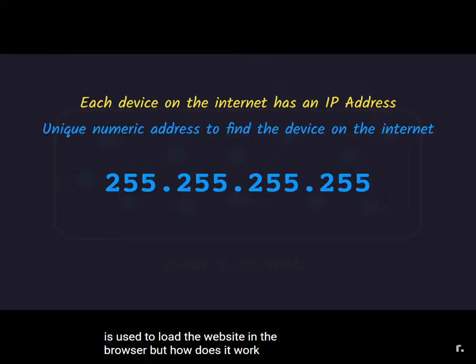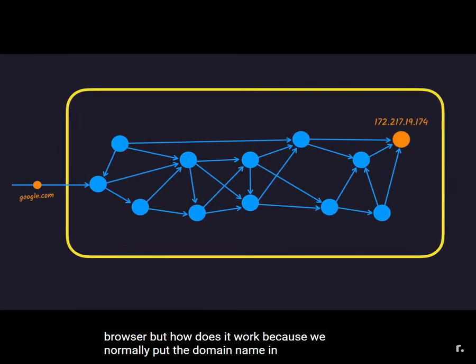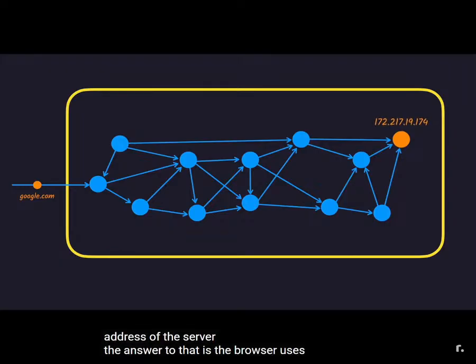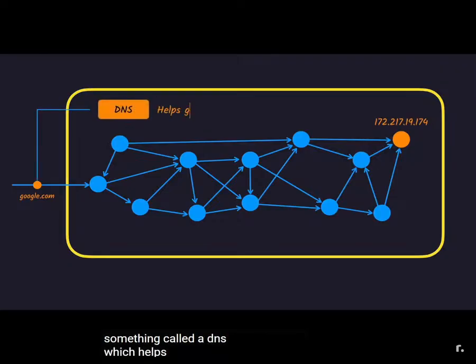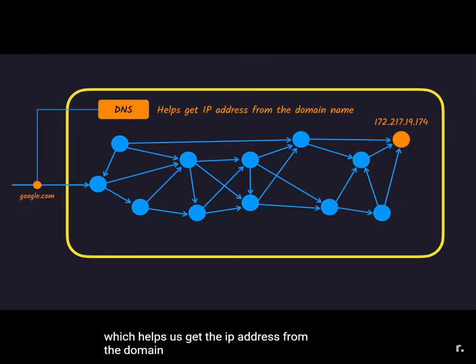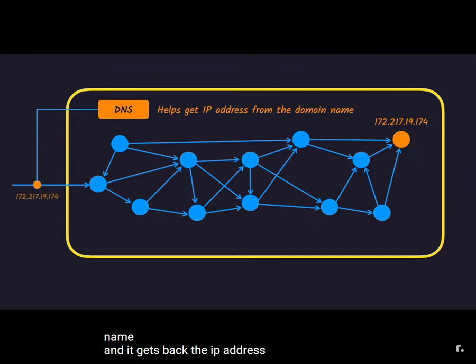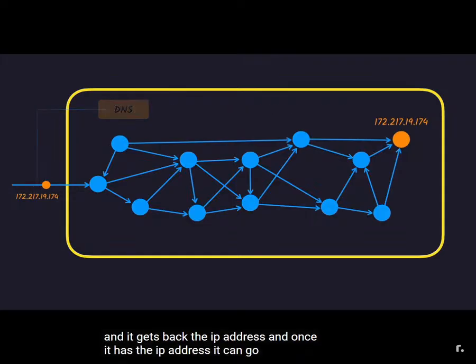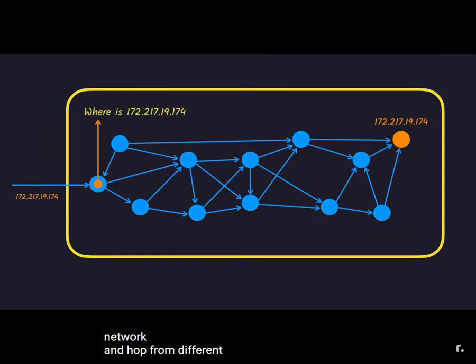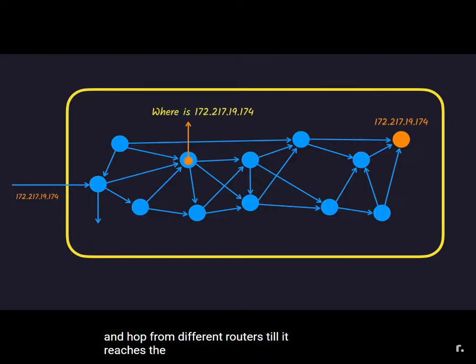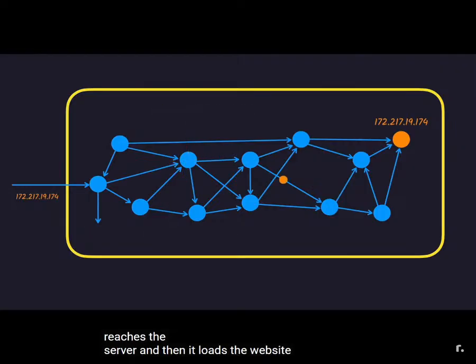But how does it work? Because we normally put the domain name in the browser. How is the browser able to find the IP address of the server? The answer to that is the browser uses something called a DNS, which helps us get the IP address from the domain name. So the browser sends the DNS the domain name and it gets back the IP address. And once it has the IP address, it can go on the network and hop from different routers till it reaches the server, and then it loads the website from there.